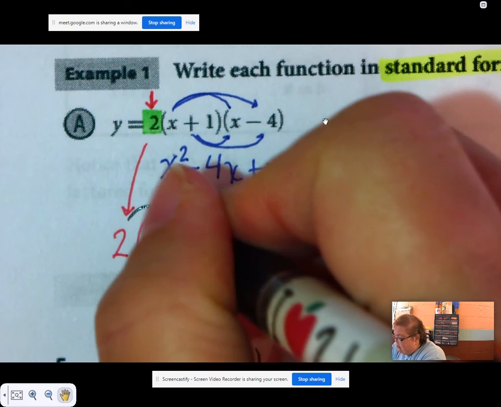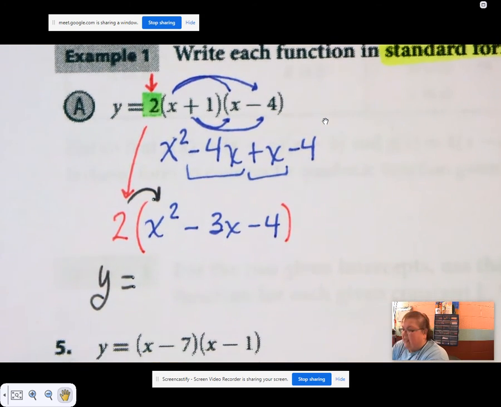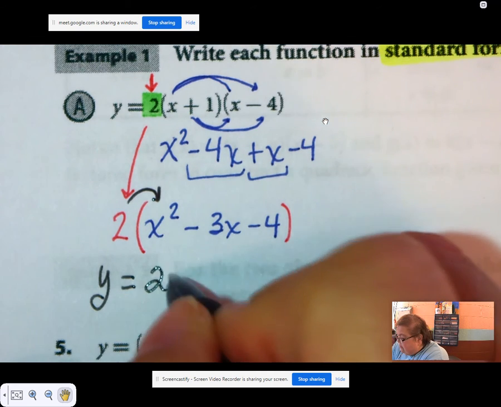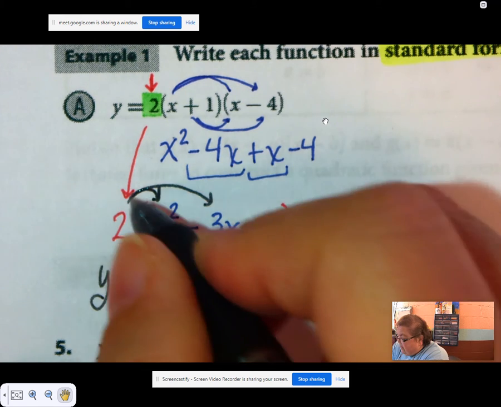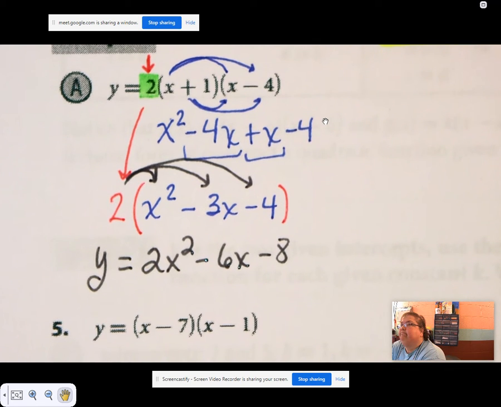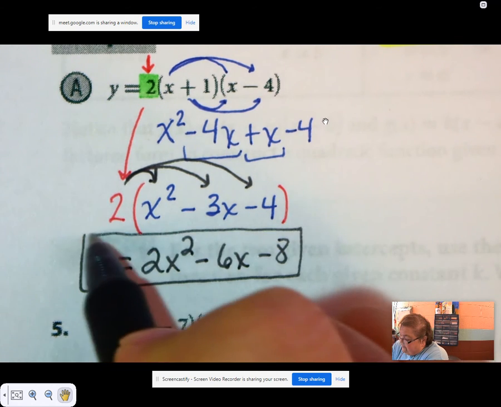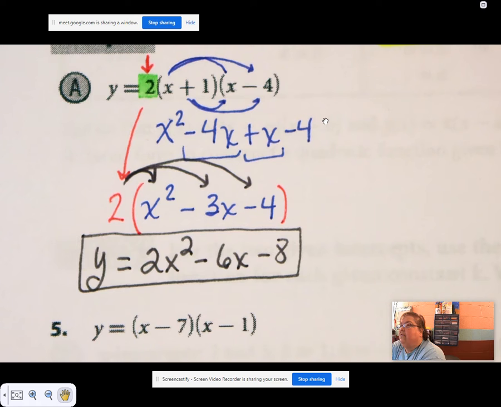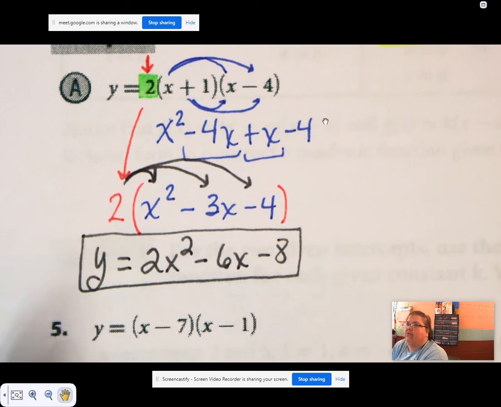So 2 times x squared, and we're going to put the y equals because now it is a function. So 2 times x squared is, yep. 2 times negative 3x is, yep. 2 times negative 4 is, there it is. That's it. So the only thing new is we are going to put a y equals in front because we are going to talk about functions, but we have to distribute a k value that is larger than 1. Okay?